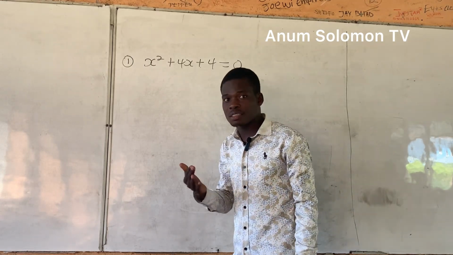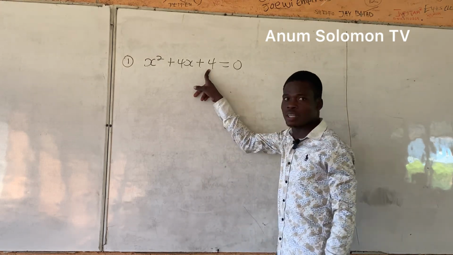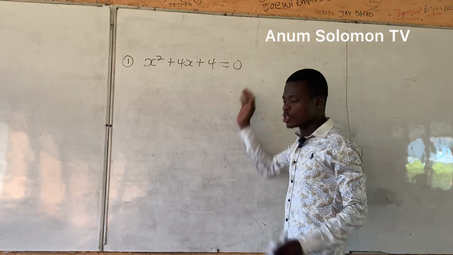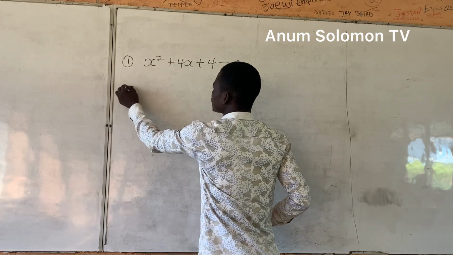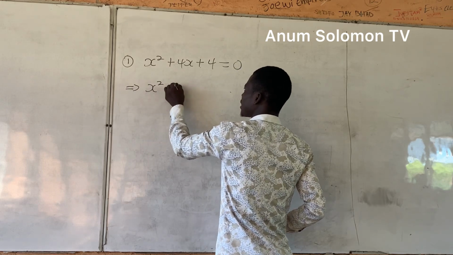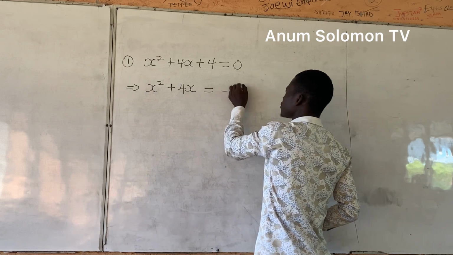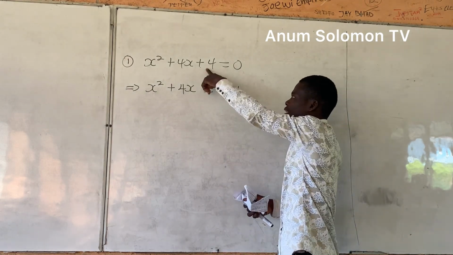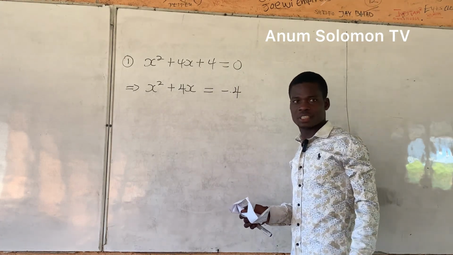Then let's move on to the second step. The second step says we should send the constant term, so this 4 is called the constant term, to the other side of the equation. Meaning we have x squared plus 4x is equal to negative 4. We have sent the constant term to the other side of the equation.